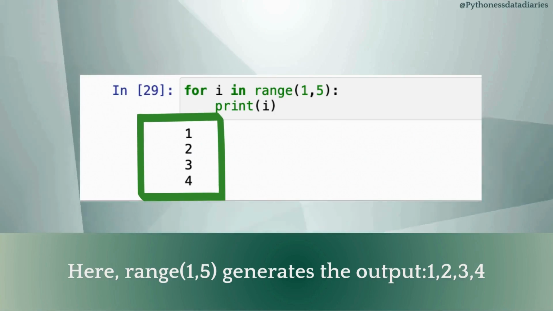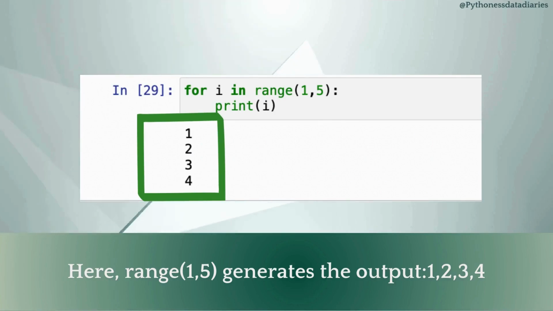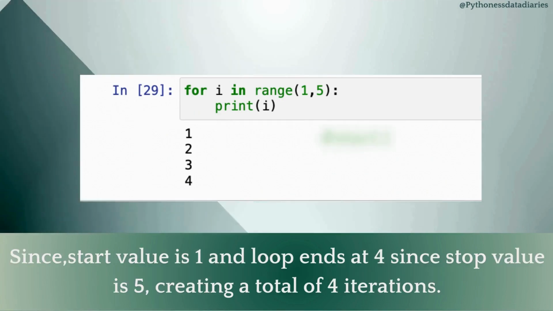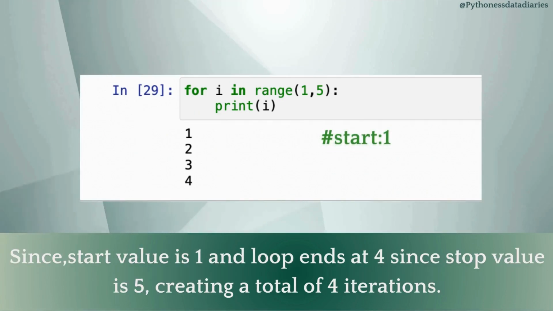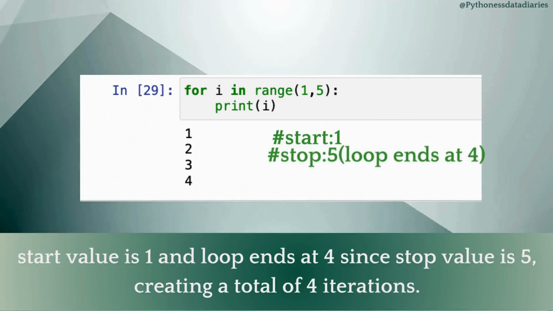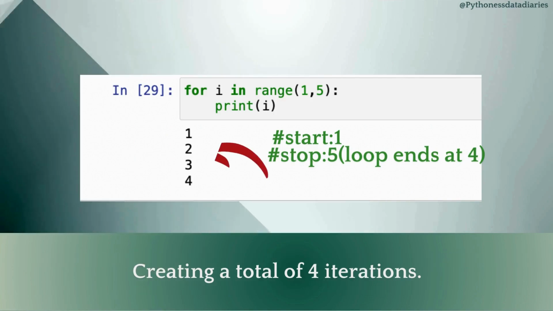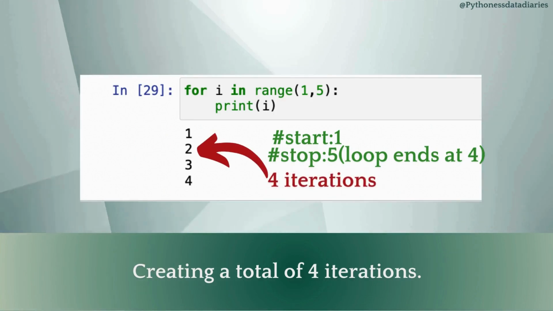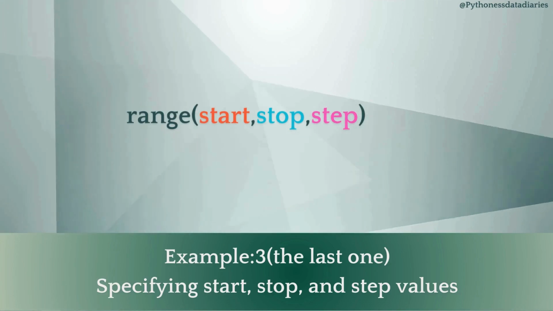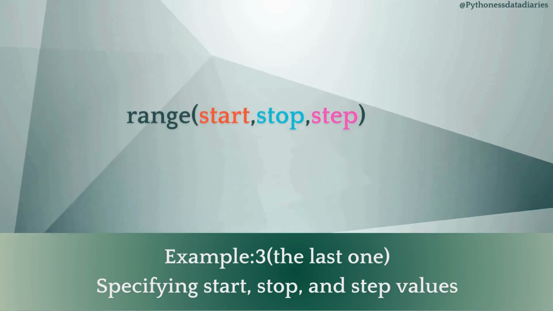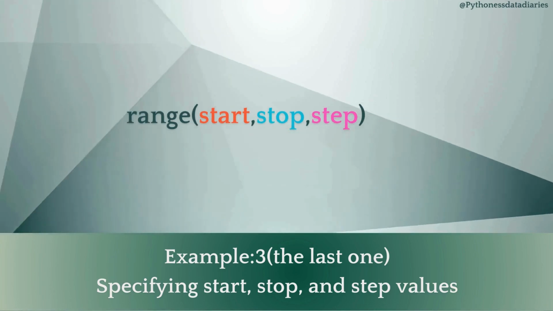Here, range of 1, 5 generates the output 1, 2, 3, 4. Since the start value is 1 and loop ends at 4 since stop value is 5, creating a total of 4 iterations. Example number 3, the last one, specifying start, stop and step values.